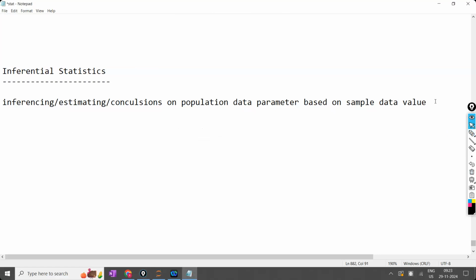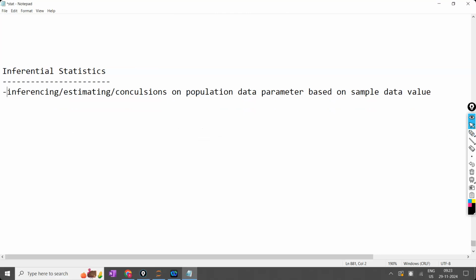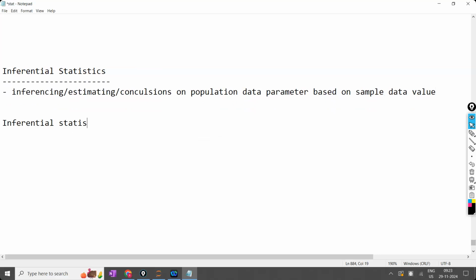Now, coming back, in inferential statistics, how are we going to do it? The inferential statistics will be done based on hypothesis testing.